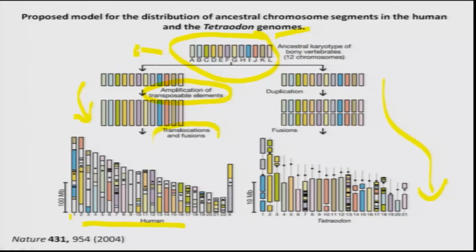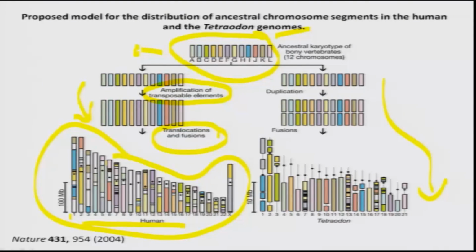So the translocation and the genome size is increased, and then what had happened is that you have chromosomes fused together or broken with each other, resulting in the kind of chromosome that you see. So this is a hypothesis based on such kind of analysis. But what is interesting here is in the fish, the genome evolved in a different way.